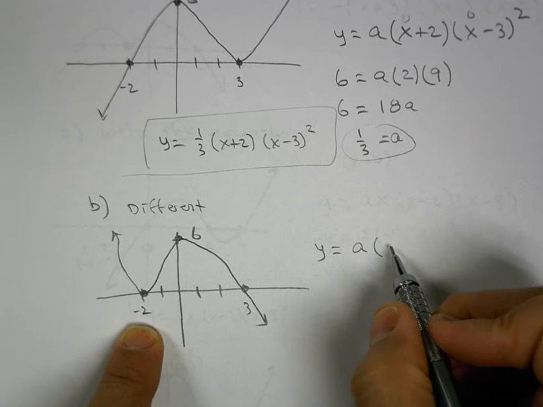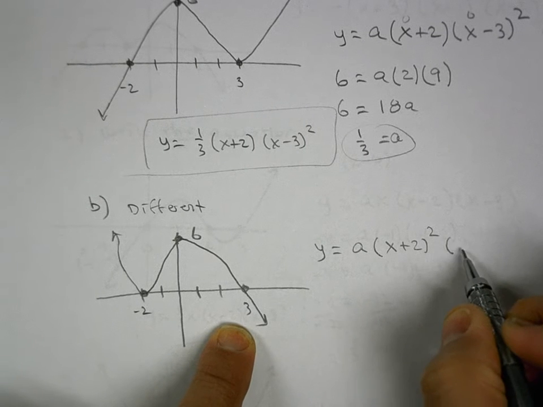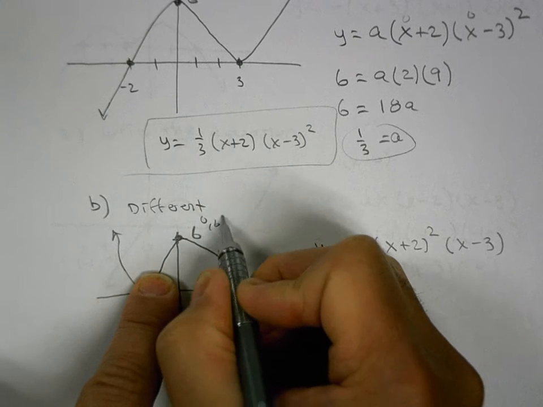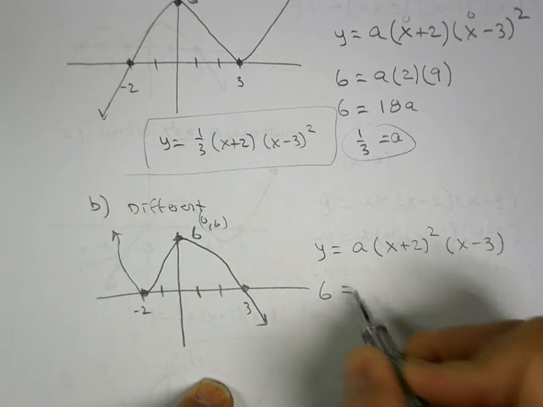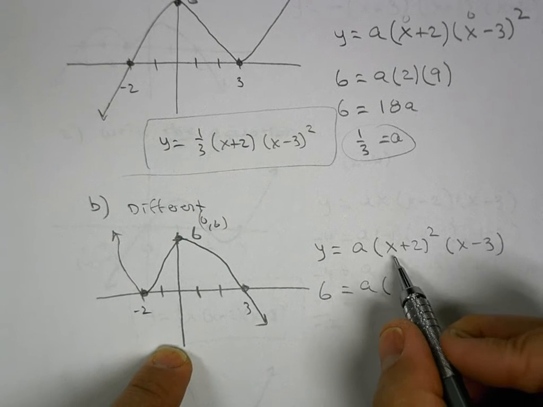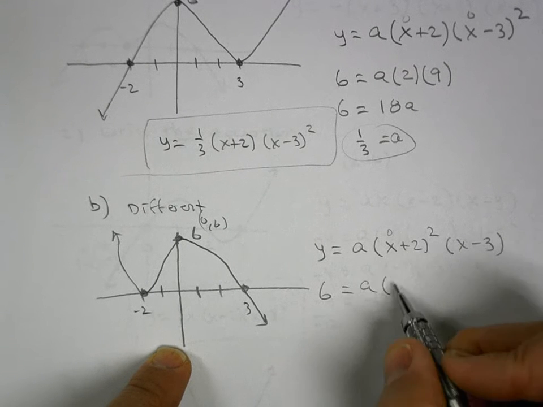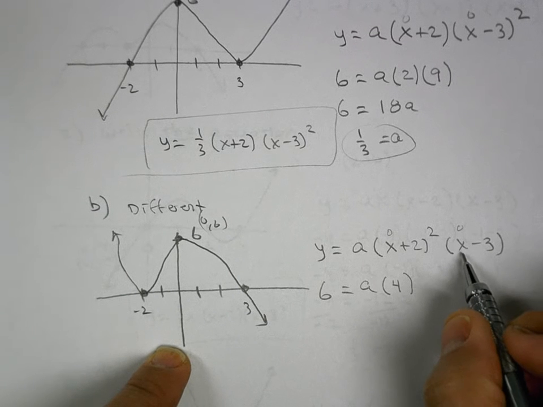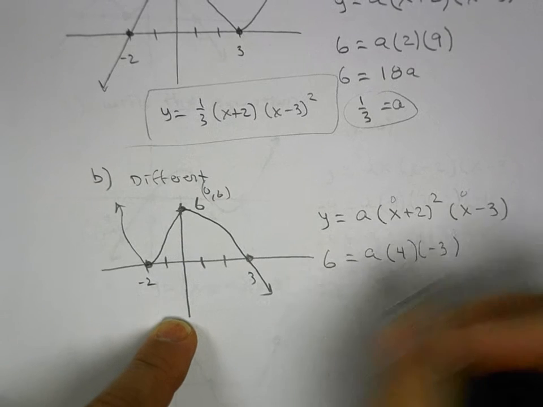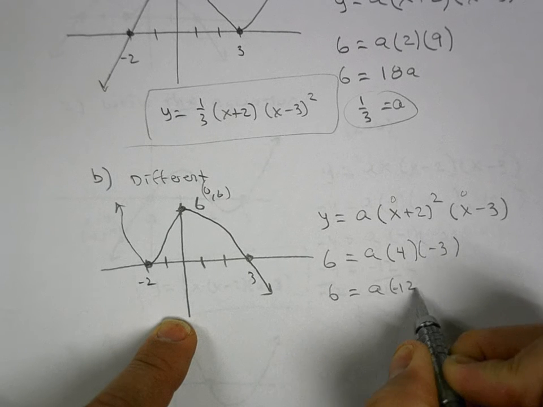Okay, x what? Plus 2 squared times x minus 3. Perfect. We still use 0, comma 6. So 6 is your y. A times, so 0 for x, so 0 plus 2 squared is 4. Plug in 0 for x there, -3. Perfect. So 6 is equal to, and that's -12. Oops, -12. And it works itself out.